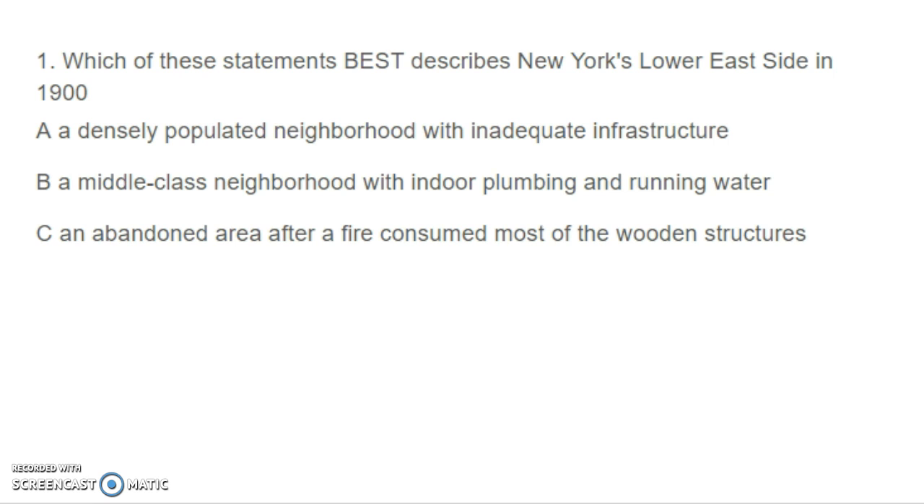Number one, which of these statements best describes New York's Lower East Side in 1900? A, a densely populated neighborhood with inadequate infrastructure. B, a middle-class neighborhood with indoor plumbing and running water. Or C, an abandoned area after a fire consumed most of the wooden structures.